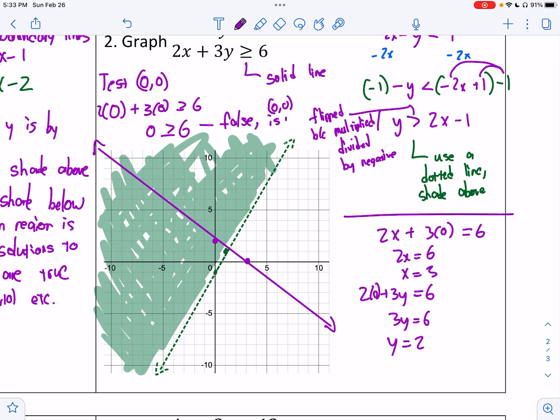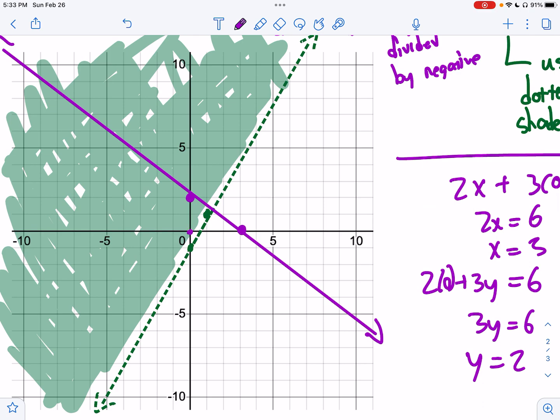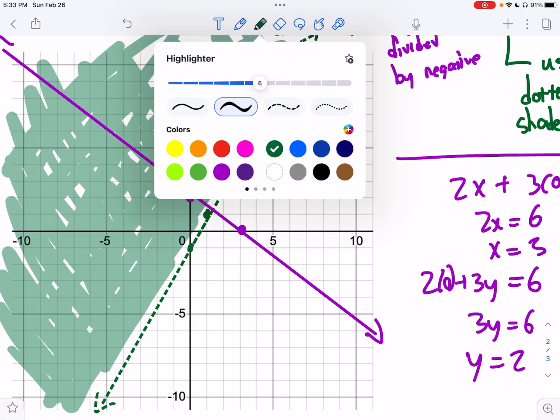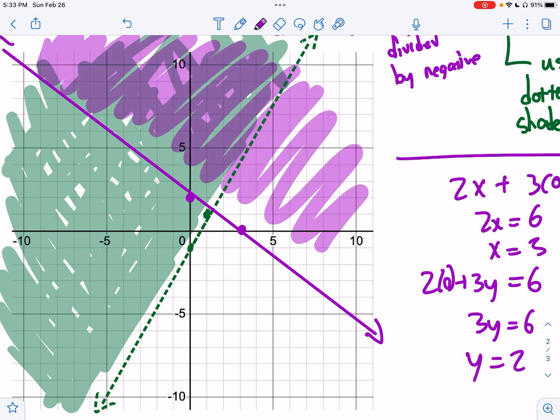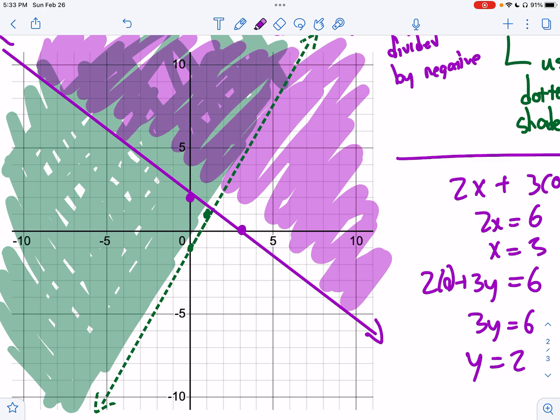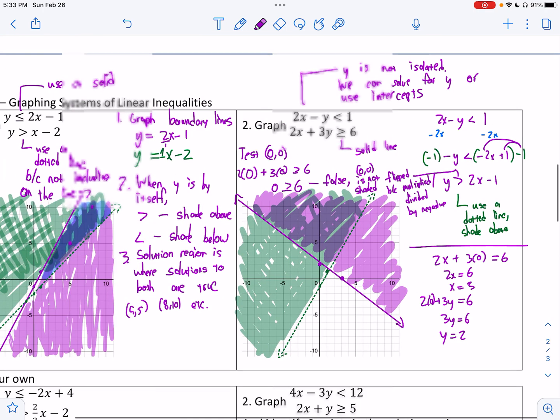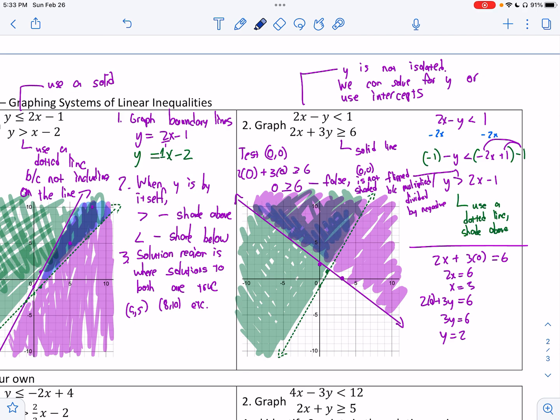And the line divides the plane into two regions. So if this point is not shaded, then neither is this point, or this point, or this point, or any of the points on this side of the line, right? So that means that all the points on the opposite side of the line are shaded. So every point in the region that is not shared by 0, 0 is shaded. And then, once again, I see that my region where both inequalities are true is up here.